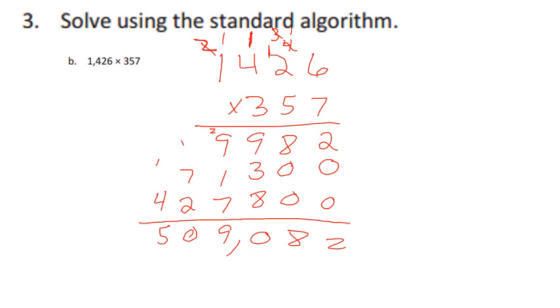We know 1,426 would be closer to 1,000. 357 would be closer to 400. Multiply the two together, we'd have 4 and 5 zeros.